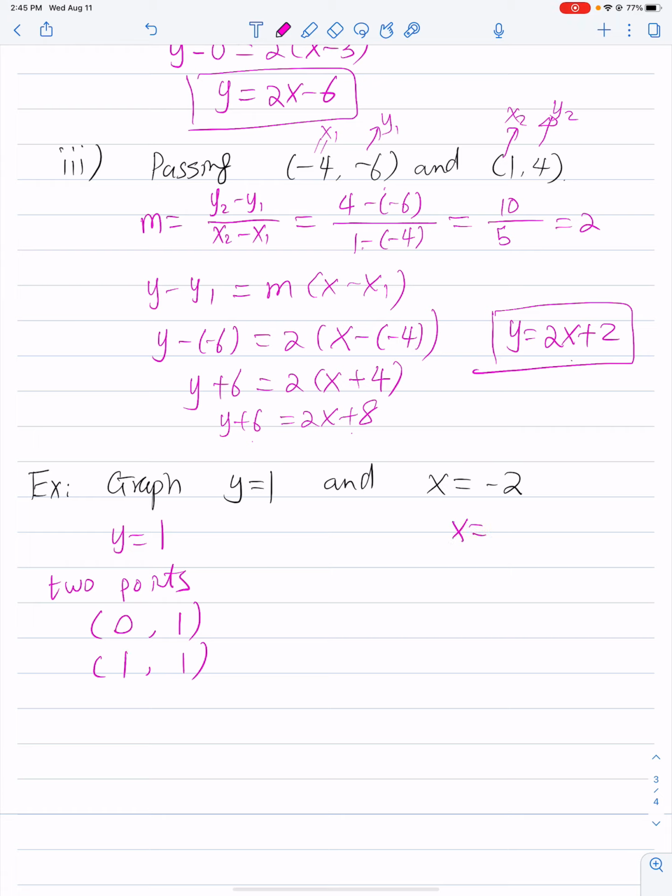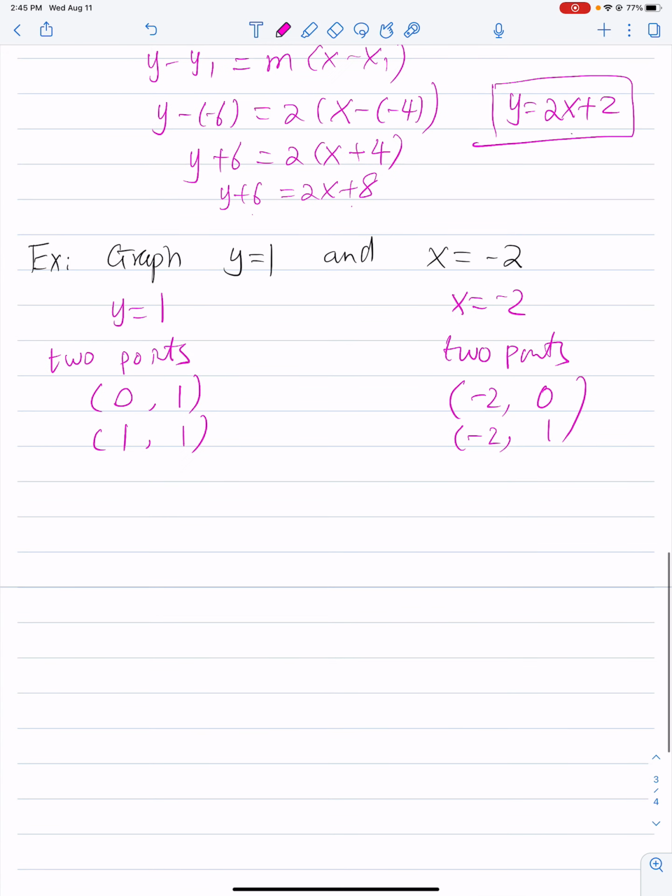Okay, similarly, the same thing, 2 points. What do we have? The x coordinate is negative 2. What will be the y coordinate? Anything you want to choose. Are you with me? Okay, so then let's draw the graph here. So (0, 1) right here, (1, 1) right here. Are you with me? So what did you notice?